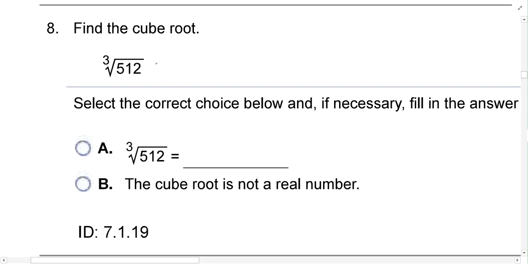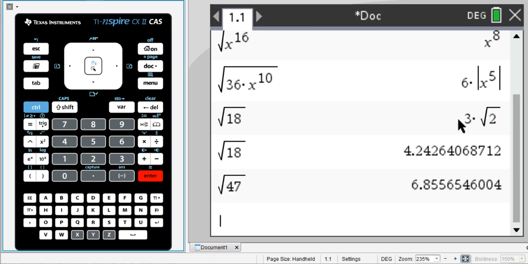Now, as we progress, we start to see these indices, or an index that's provided with the radical. And this time we're looking for a number that multiplies by itself 3 times in a row to equal 512. And we could sit here and guess and check, but I do allow calculators for most of this class, so we'll go to it.